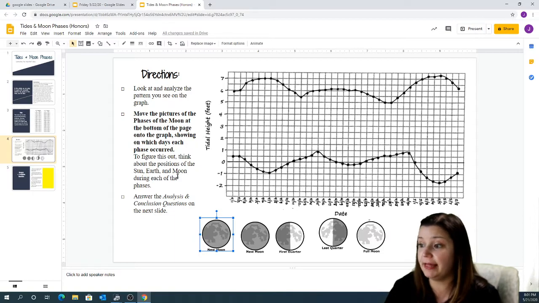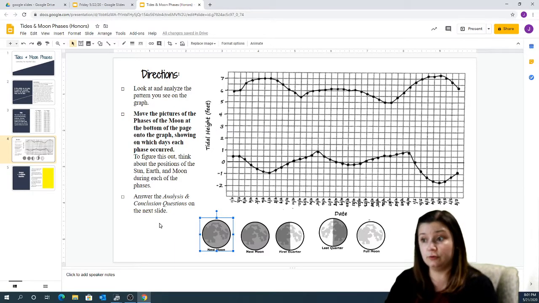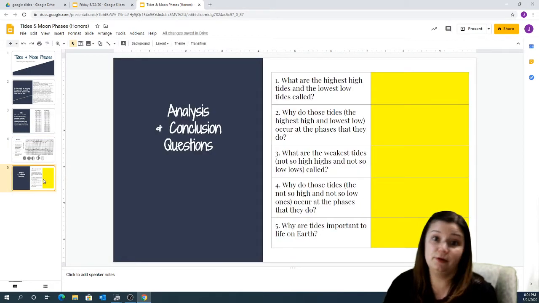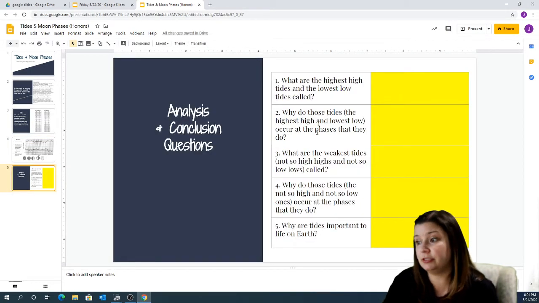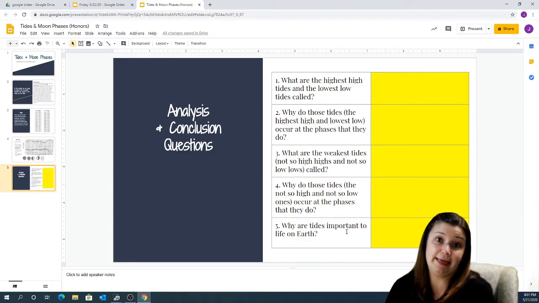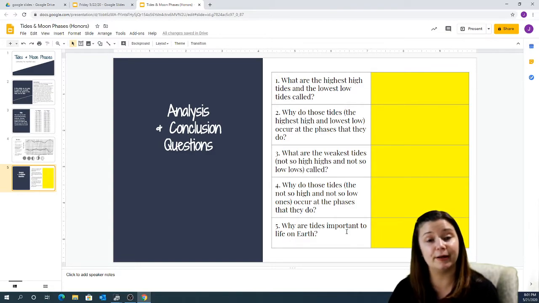And once you figure that out, again, use the notes, use the presentation that I've given you, look things up online if you need help. You can always ask me, of course. And then there's just a couple of conclusion questions. There's only 5. It's not a whole lot for you guys to do. And then you'll turn that in, and then you're all done for the weekend. And then you have your nice 3-day weekend for Memorial Day.